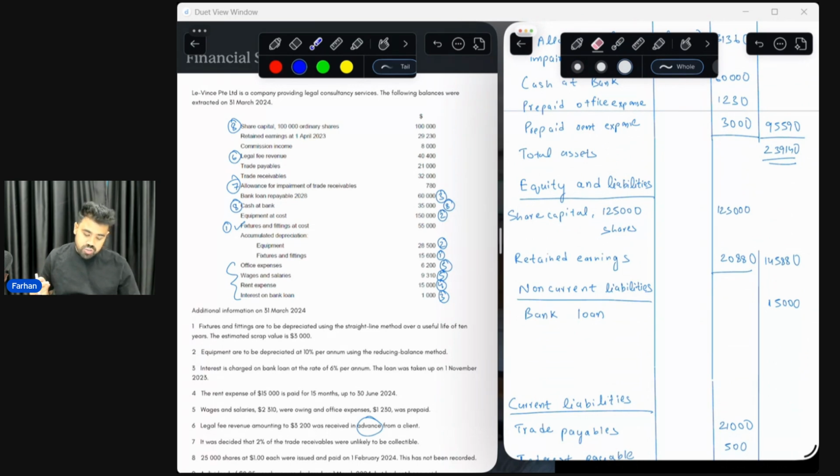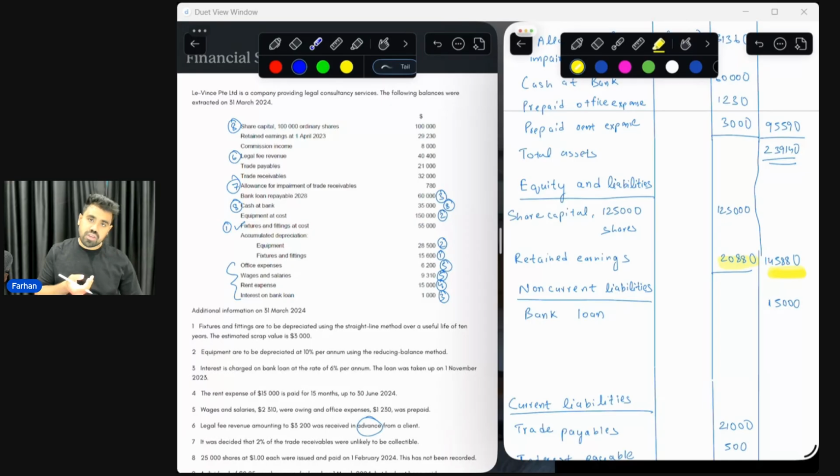Now we have 125,000 shares. So 125,000 shares are worth $125,000, which is 100,000 plus 25,000 additional shares raised at $1 each. Closing retained earnings of 20,880, which you have just said probably 4 minutes ago, and that gives us total equity of 145,880.